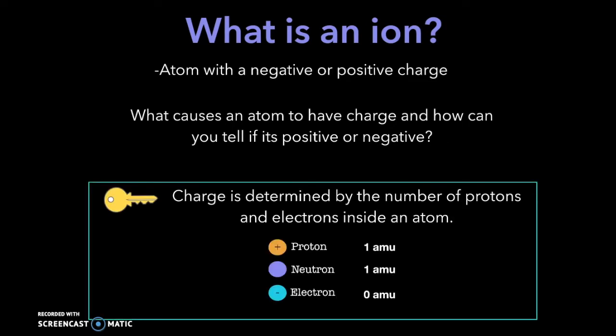So going back to our subatomic particles, we know that the only two subatomic particles that actually have a charge are our protons and our electrons. Neutrons are just neutral. They don't have a charge. So charge is determined by the number of protons and electrons inside of an atom.